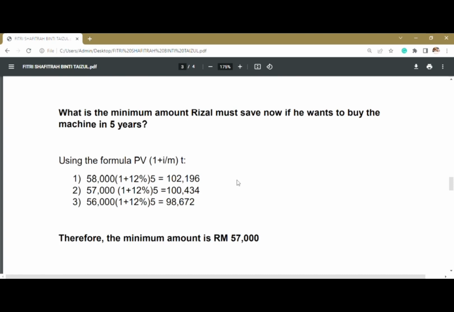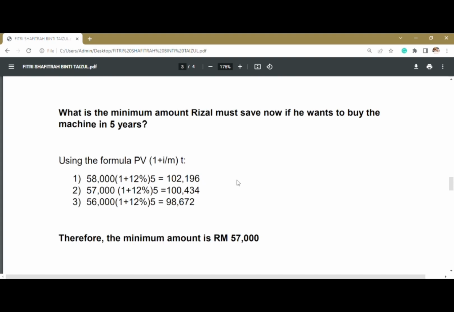And first we estimate using the value 15,800 times 1 plus 12% power of 5. Then we will get 102,196 ringgit. Next, we estimate 57,000 times 1 plus 12% power of 5. Then we will get 100,434 ringgit.